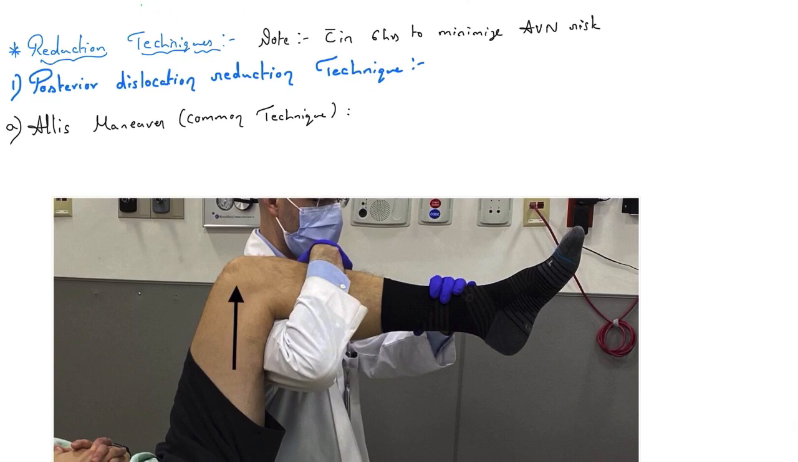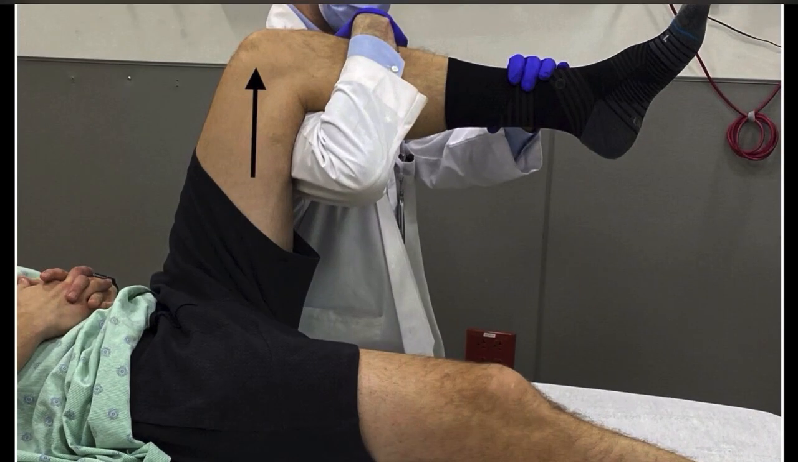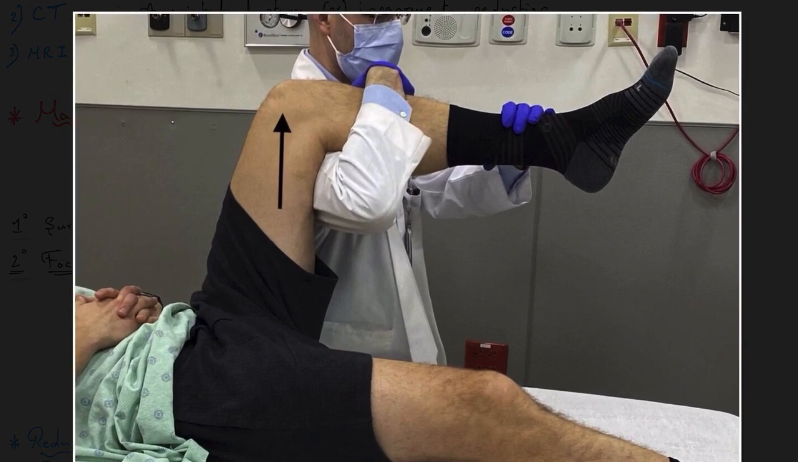So in reduction technique, we should reduce within 6 hours to minimize the avascular necrosis risk. First, we can do the posterior dislocation reduction technique, the Ellis maneuver. If you look at this image, you can see the Ellis maneuver. This is a very common technique we use for posterior dislocation.